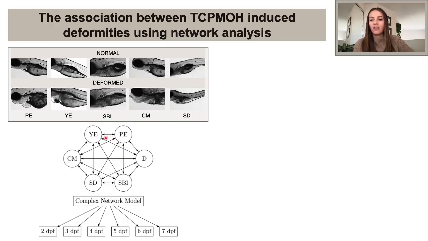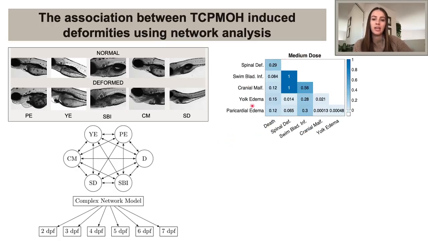The links here are, of course, going to be an association link. So just as an example, here is an association heat map of the medium dose group at a particular time point. The association between each deformity is going to be given as the weighted link between the two nodes within the network model. So in total, I actually have 24 network models, 144 independent nodes, 180 weighted links per experimental group, which is 720 weighted links in total. So you can imagine it does get a little bit complicated when we're looking at all the different dose groups.